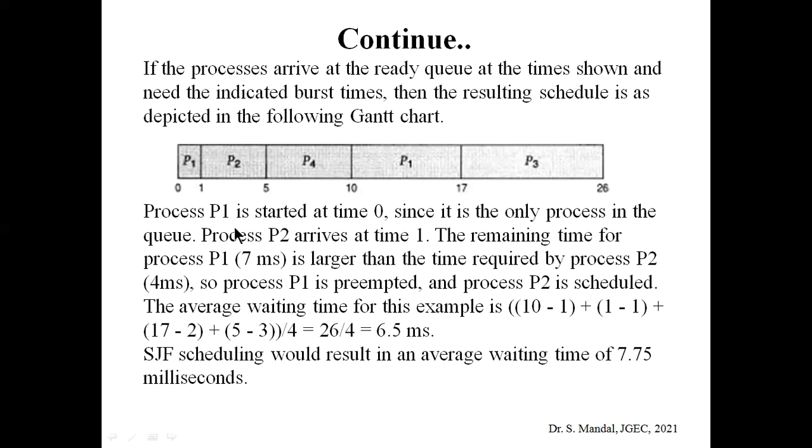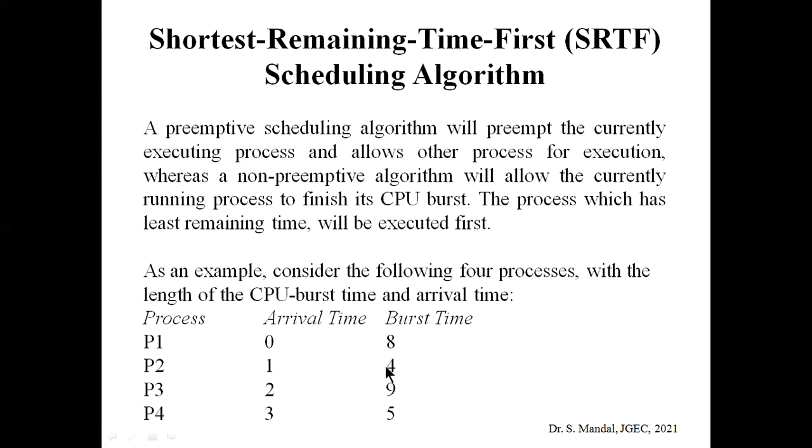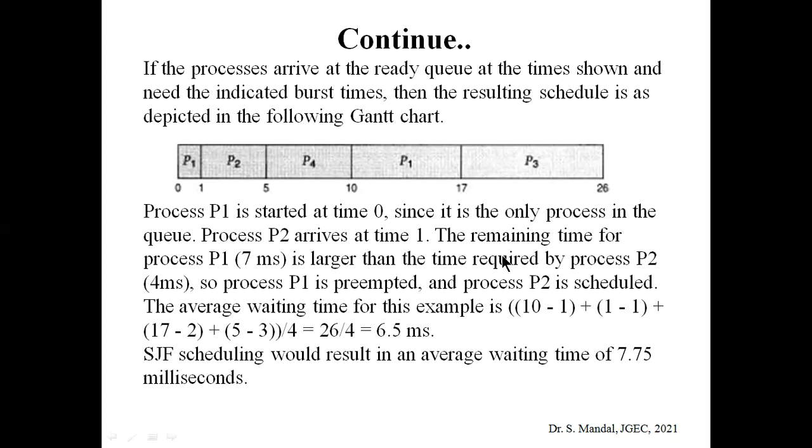Now, after 1 millisecond, process P2 has arrived, and at that time we compare the remaining time of process P1. The remaining time for P1 at 1 millisecond is 7 milliseconds, and the remaining time for P2 is 4 milliseconds. Obviously, the remaining time for P1 is larger than the required time for P2, that is 4 milliseconds, so process P1 will be paused or preempted, and process P2 will be started or scheduled.